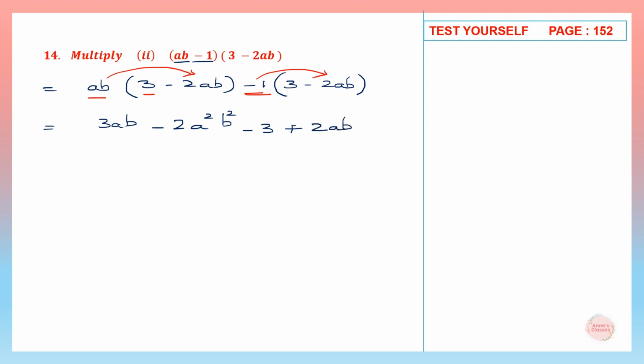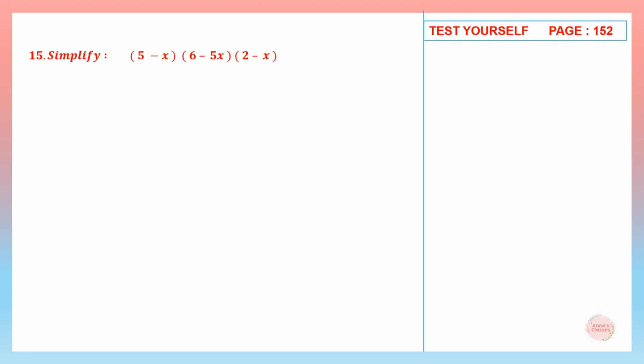So now here we are looking out for the like terms. Here we have 3ab and here we have 2ab. So that will be 3 plus 2 is 5, 5ab. Then we have minus 2a square b square minus 3. So this is our final answer: 5ab minus 2a square b square minus 3.